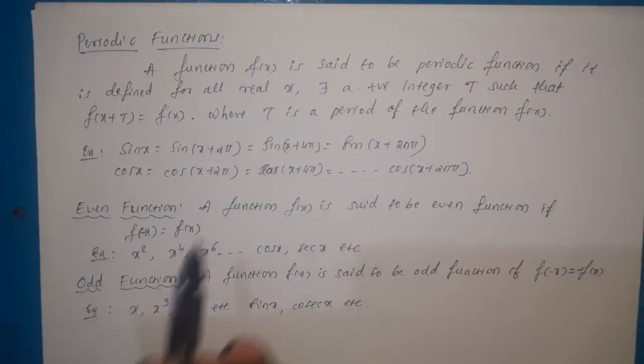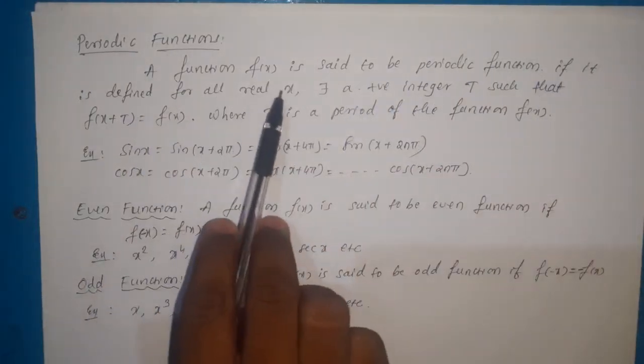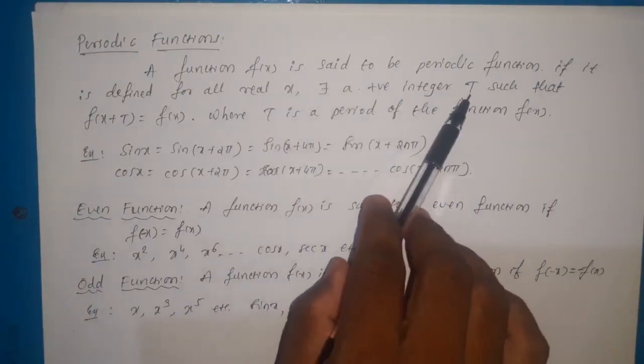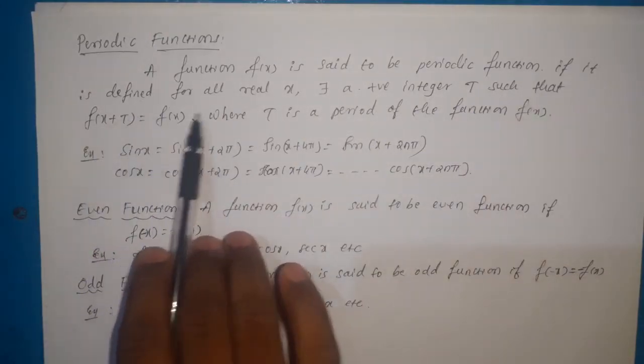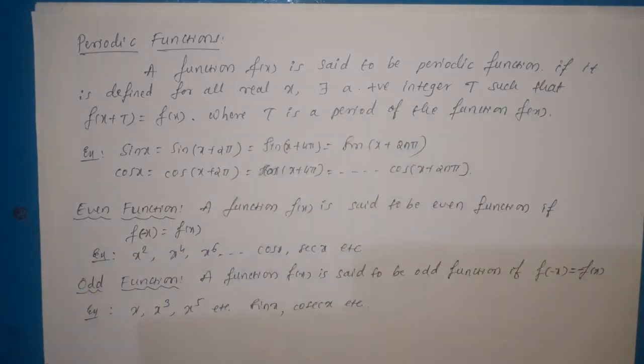So here a function f of x is said to be periodic function if it is defined for all real x and there exists a positive integer T, capital T, such that f of x plus T is equal to f of x, where T is called as period of the function f of x. Means at the regular interval of the values of x, if the values of f of x are repeating, then such functions are called as periodic functions. For example, sin x, cos x.